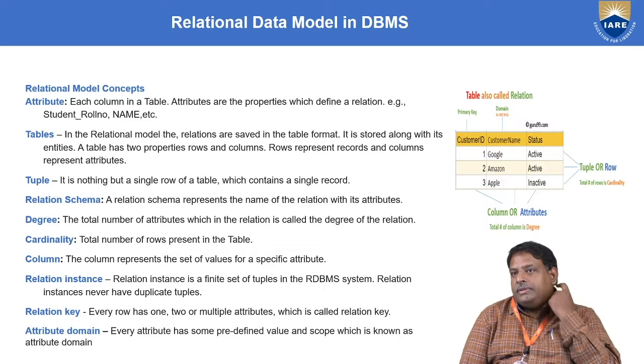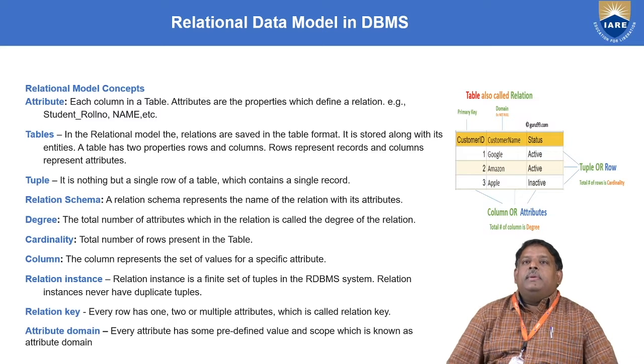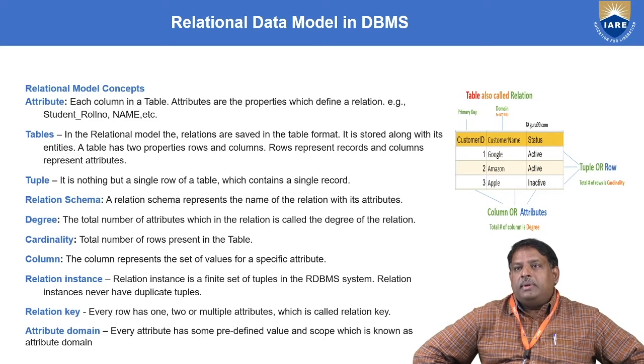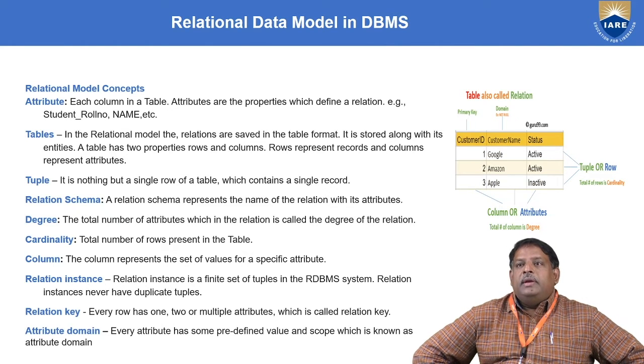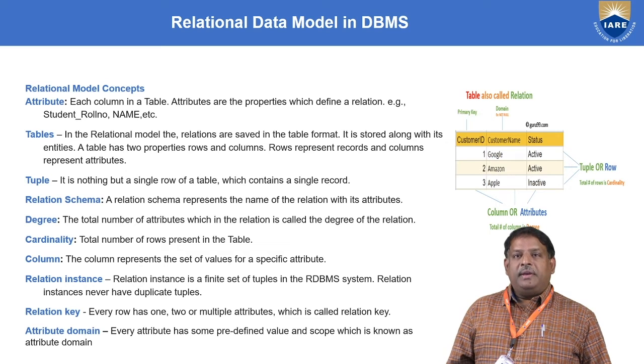Now we'll see a few keywords related to tables. First, attribute. Each column in a table is an attribute. Customer ID, customer name, status are attributes. So these three are attributes. Each column in a table is called an attribute. Attributes are the properties which define a relation.